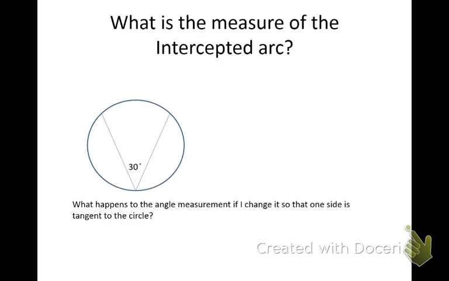Okay, what happens if I change it so that one side is tangent to the circle? If it's tangent to the circle, like that, it's still going to be half. Now your intercepted arc is this arc. It's still half that arc.